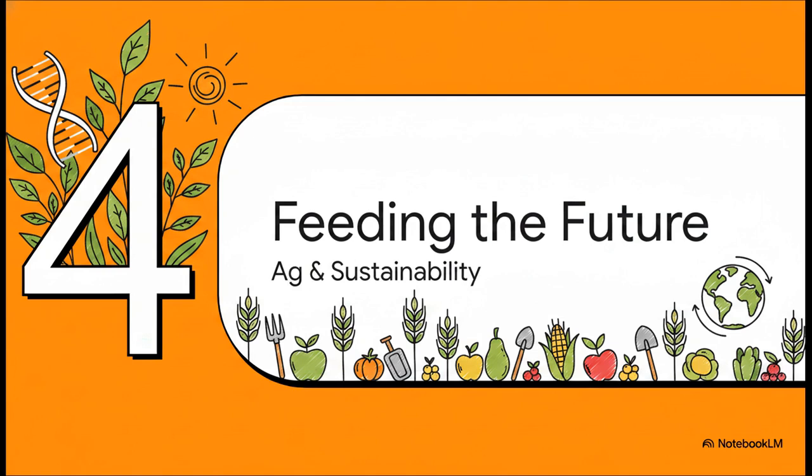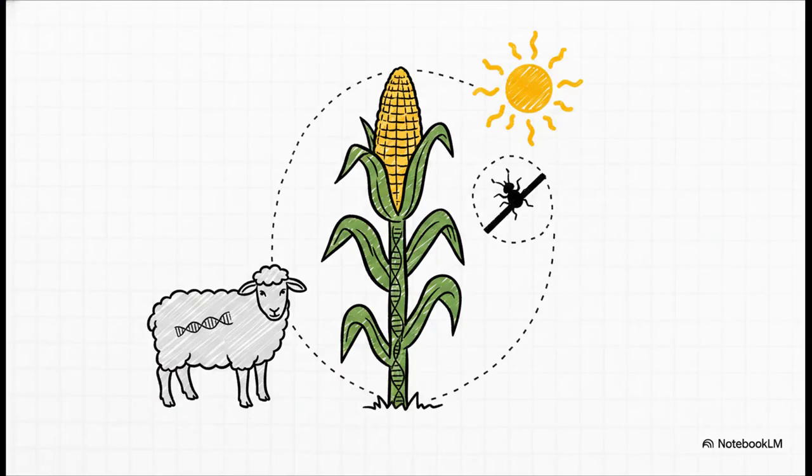Agriculture and sustainability. Recombinant DNA isn't just revolutionizing the pharmacy, it is completely transforming the farm. The agricultural applications are massive. This tech allows for the direct development of genetically modified crops. Rather than waiting decades using traditional breeding methods, we can insert specific genes so crops are engineered to resist pests, survive brutal climates, or even carry enhanced nutritional profiles.